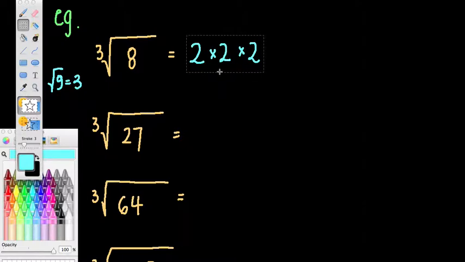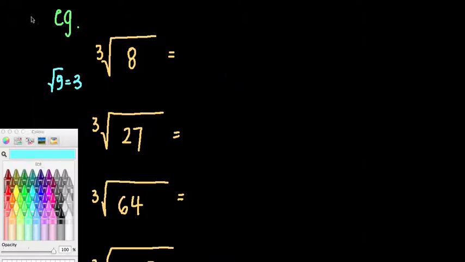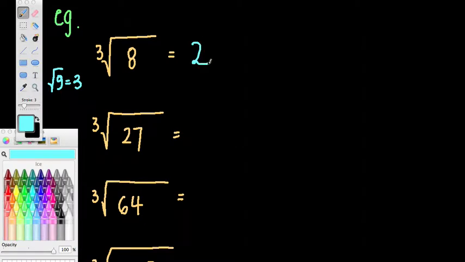Our actual answer to the cube root of 8 is simply 2. I'll just put in brackets here that 2 to the power of 3 equals 8. So you can see we're working in reverse. If 2 to the power of 3 equals 8, therefore the cube root of 8 must equal 2.